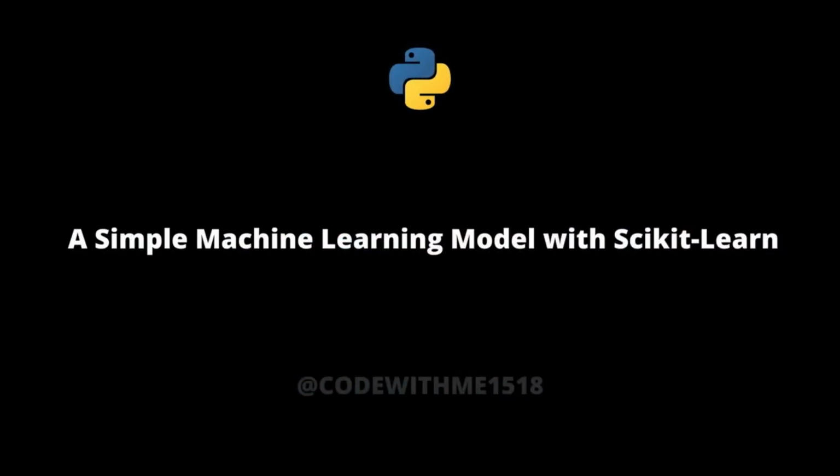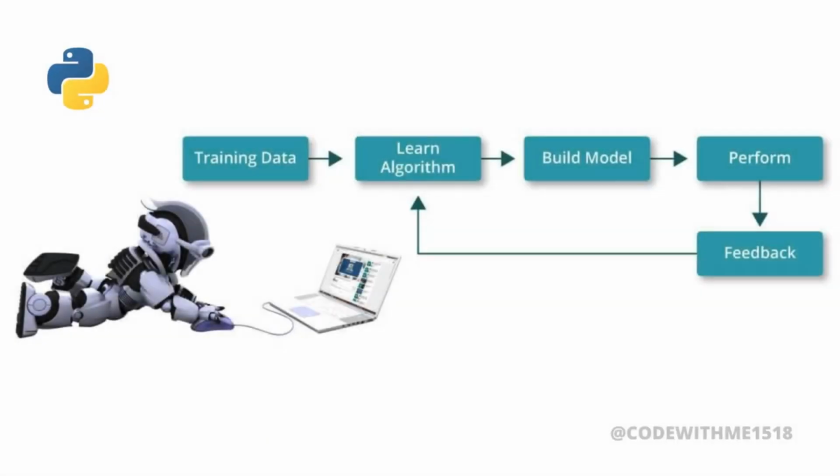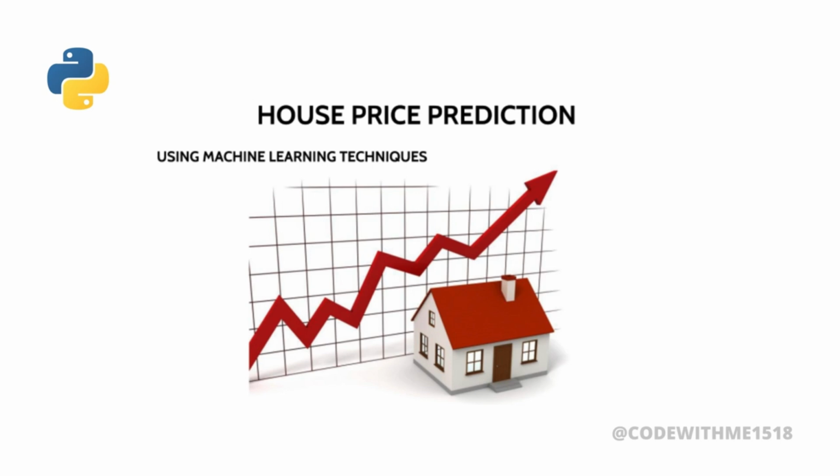Alright, now it's time to get hands-on. We'll be using scikit-learn, a powerful and user-friendly Python library for machine learning. Let's build a simple model to predict housing prices based on features like the number of rooms and the size of the house.